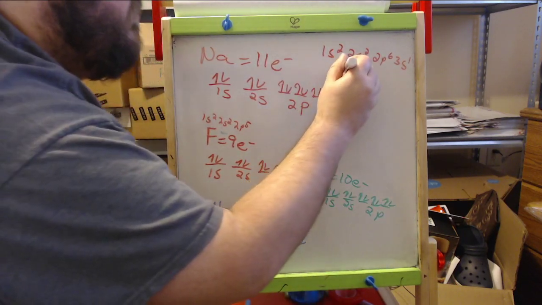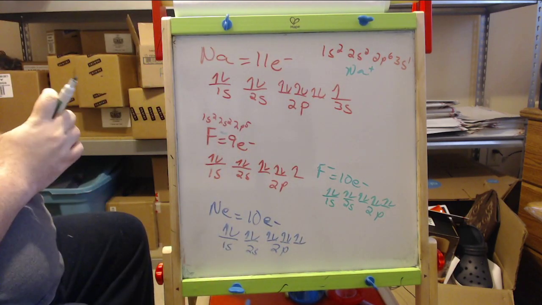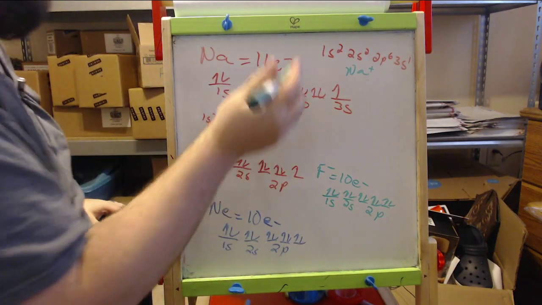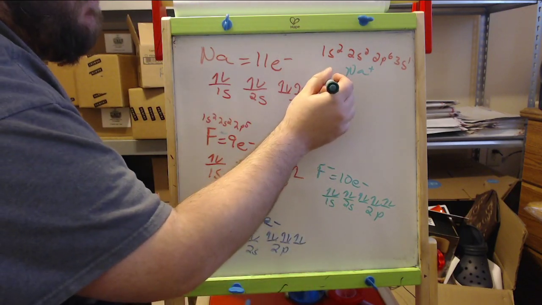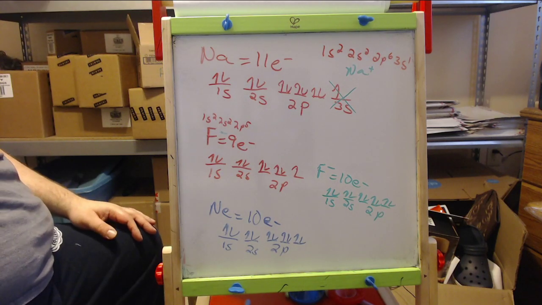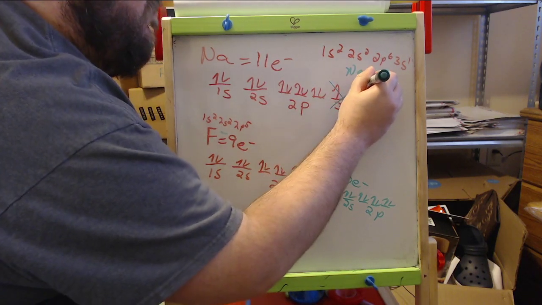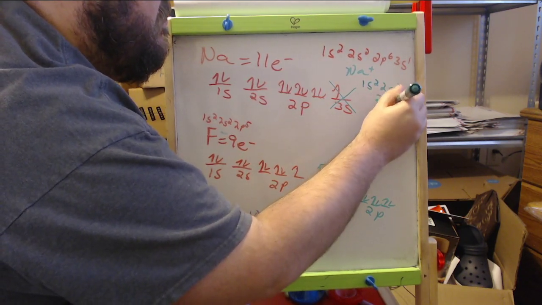Okay. Sodium positive, as an ion, sodium is in group 1, wants to give up 1. What 1 is sodium giving up? Sodium is giving up that one. So sodium positive would be 1s2, 2s2, 2p6.